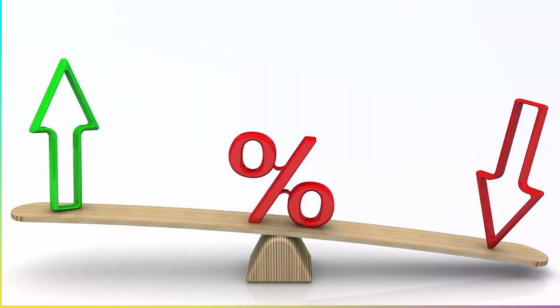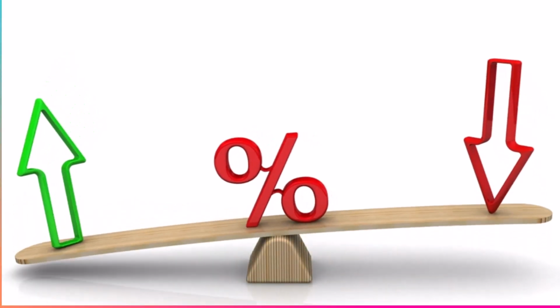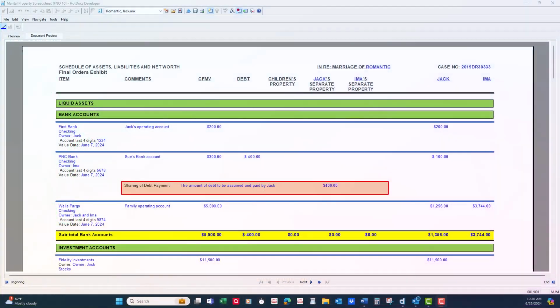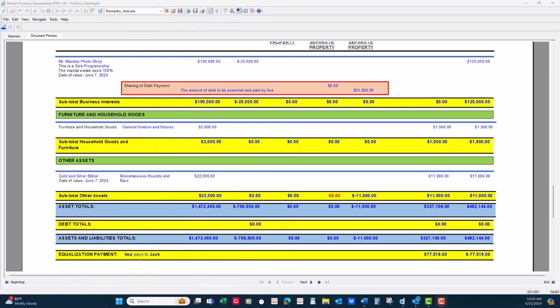This video will give you the skills to balance the marital property spreadsheet so that no equalization payment is necessary. I will use Jack Romantic's marital property spreadsheet to make adjustments. In an earlier tutorial, the marital property spreadsheet, you saw that creative divorce documents automatically calculated the equalization payment.